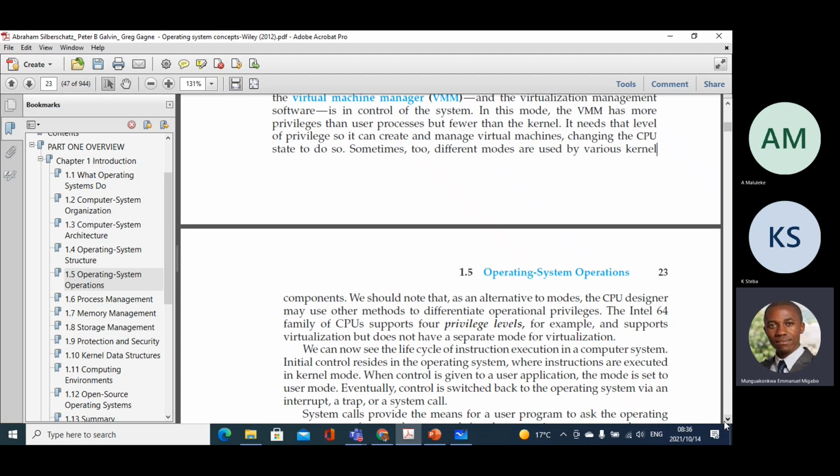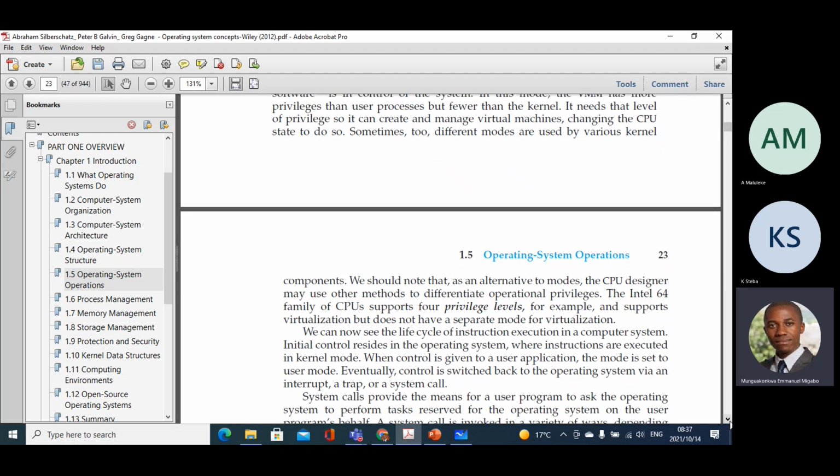Now if we look at the life cycle of instruction execution in a computer system, all the way from fetching instructions to retrieving and so on, we can see that initial control at the end of the day resides in the operating system. The operating system is really what controls everything from the beginning. It is there that instructions are executed in kernel mode. When control is given to the user application, the mode is changed to user mode, as we discussed, and vice versa. Sometimes we can go back from user mode to kernel mode as well.